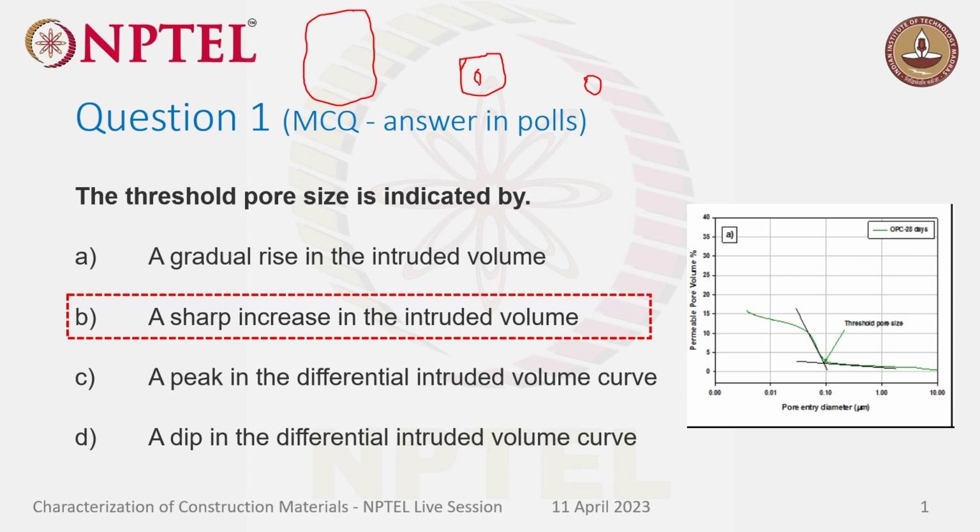Okay, if you read the advantages and disadvantages of a particular technique, in particular for MIP, the ink bottle effect can be there, which can show a predominant increase in the smaller pore size fraction if there is ink bottle effect. I have a question for that particular thing, so we can discuss that in the later slides.